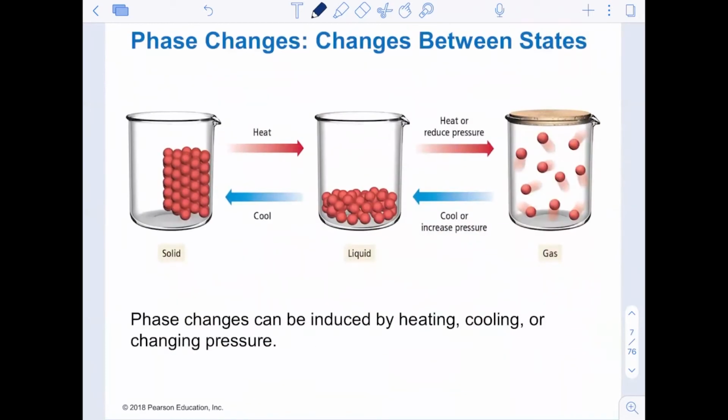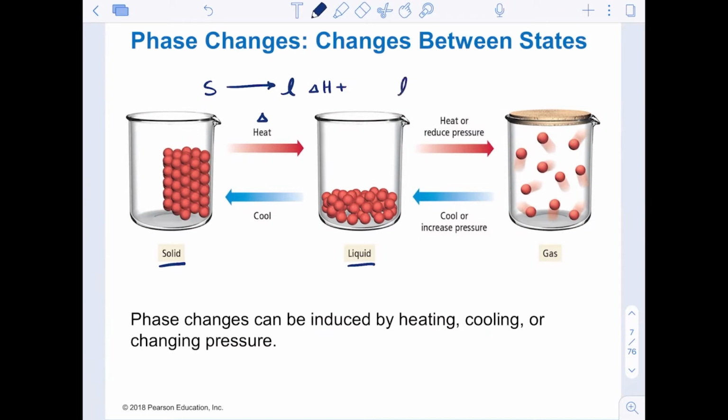Now, the overall phase changes between the states can occur because of thermal energy, right? You start with a solid and then you add heat, and that heat can make it a liquid, right? So that process of going from a solid to a liquid is an endothermic reaction. You have to put heat into the solid in order to get it to melt.